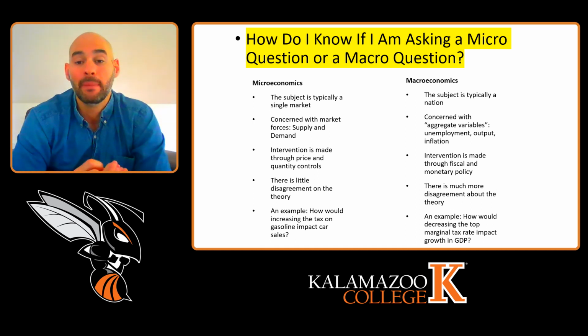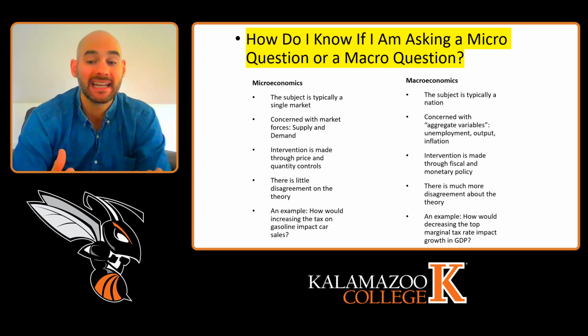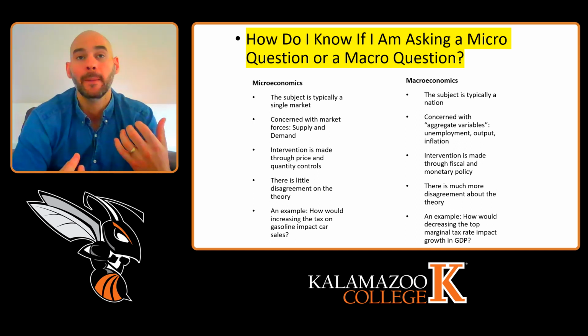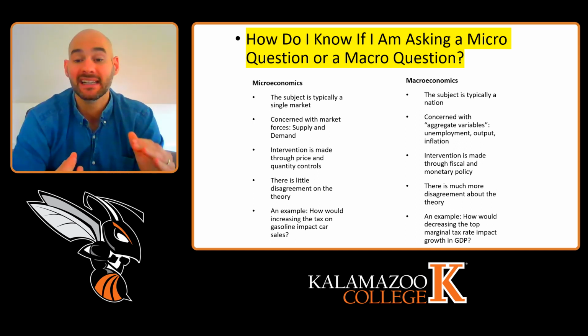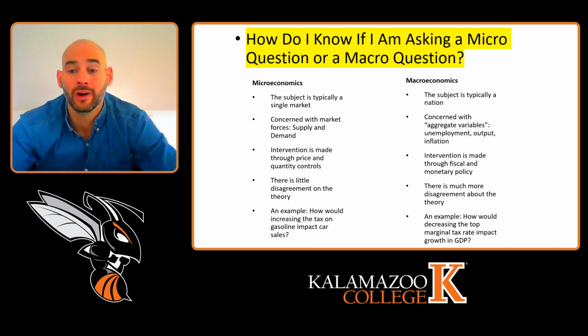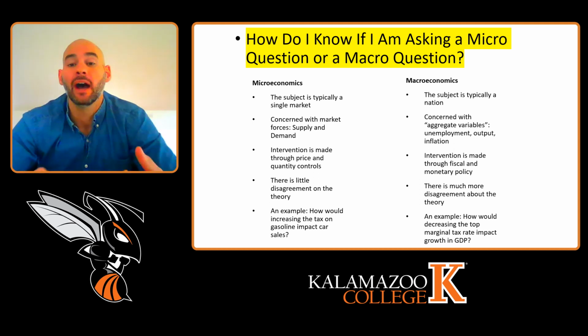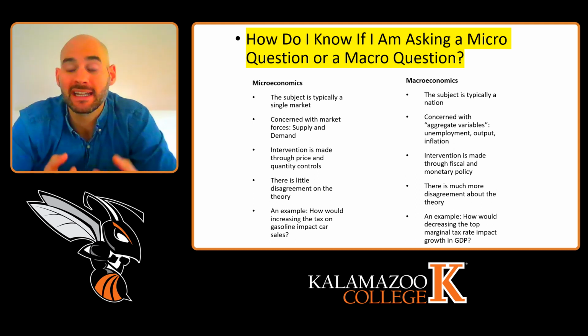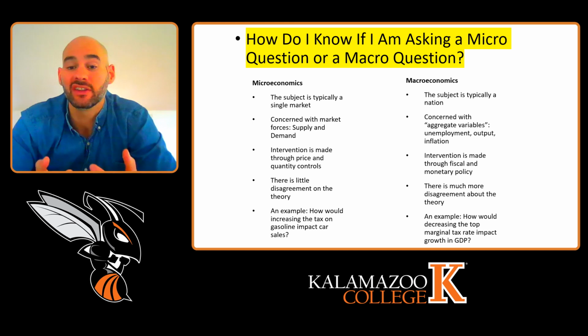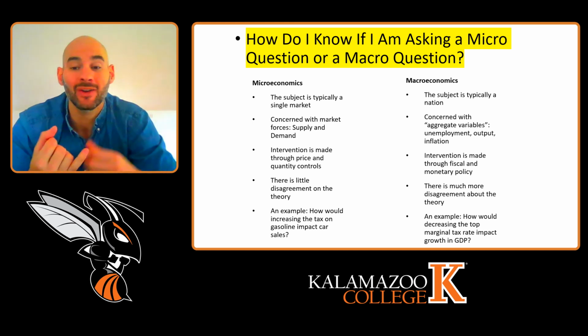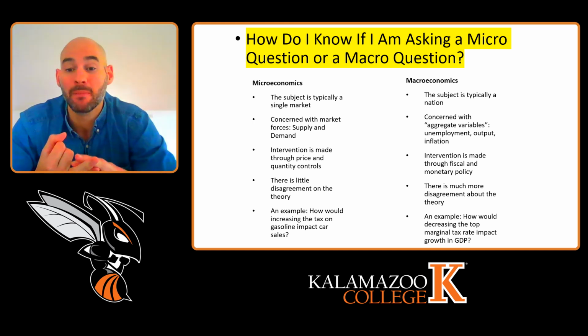And when we think about impacting the outcomes of these markets, we're going to do so with taxation or placing a price ceiling or a price floor or a quota saying how much we can buy or how much we can produce. In macroeconomics, we're going to be thinking about impacting the outcomes of these markets through taxation or by increasing the money supply or decreasing the money supply.